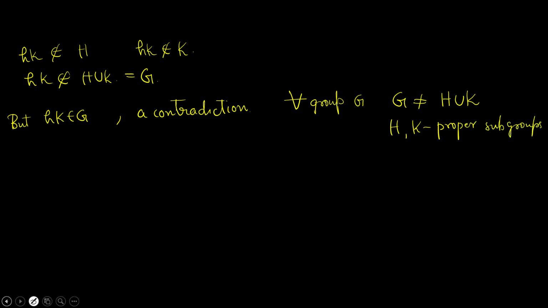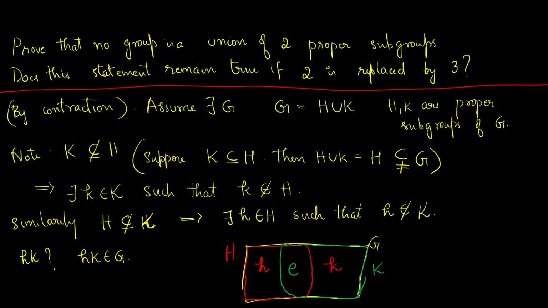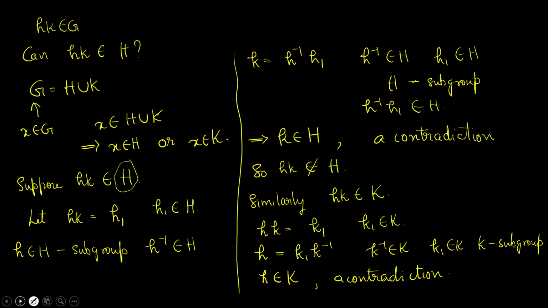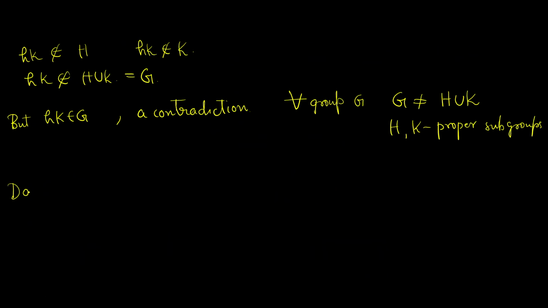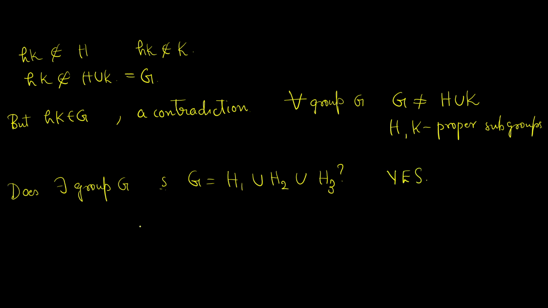Now we also had one another question. Can this be true if instead of two subgroups, I am considering three subgroups? That is, does there exist a group G such that G is equal to some H1 union H2 union H3? Can we write like this? The answer is yes. We will give an example. To say that such a group exists, it is enough to give one example, right?